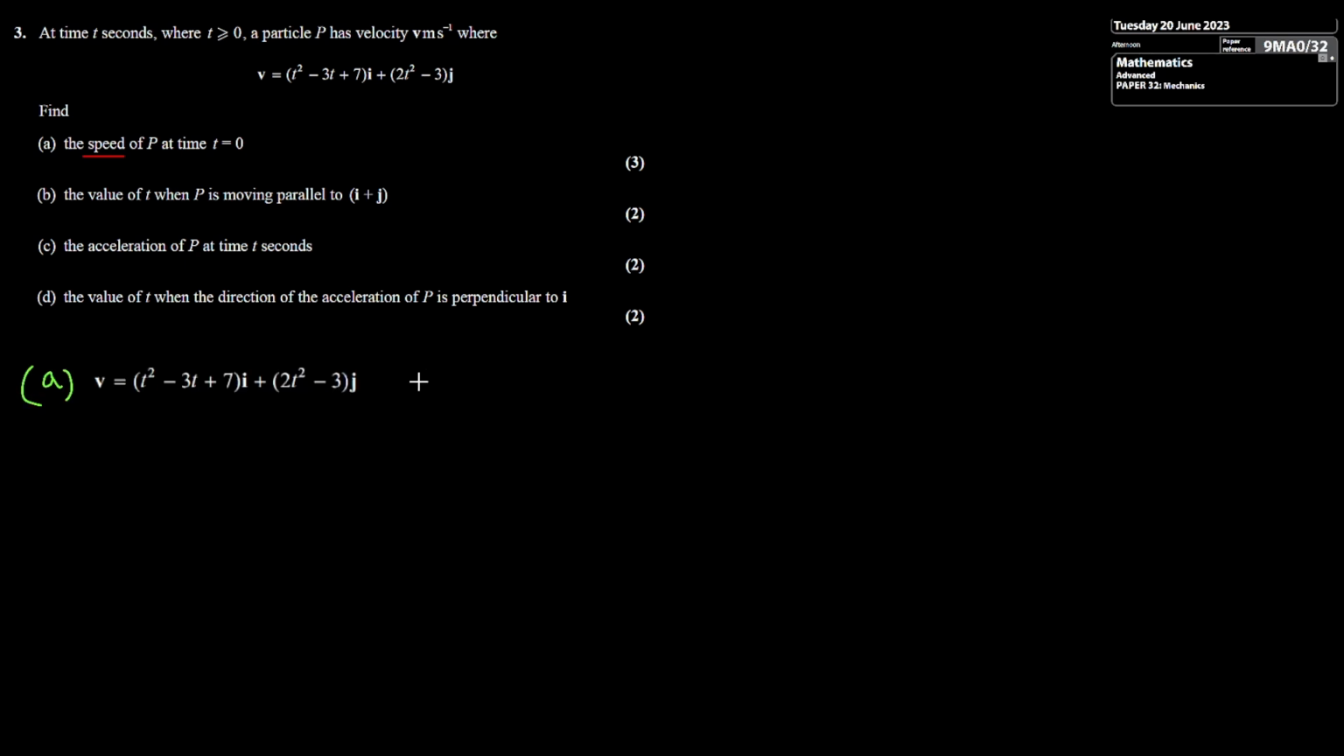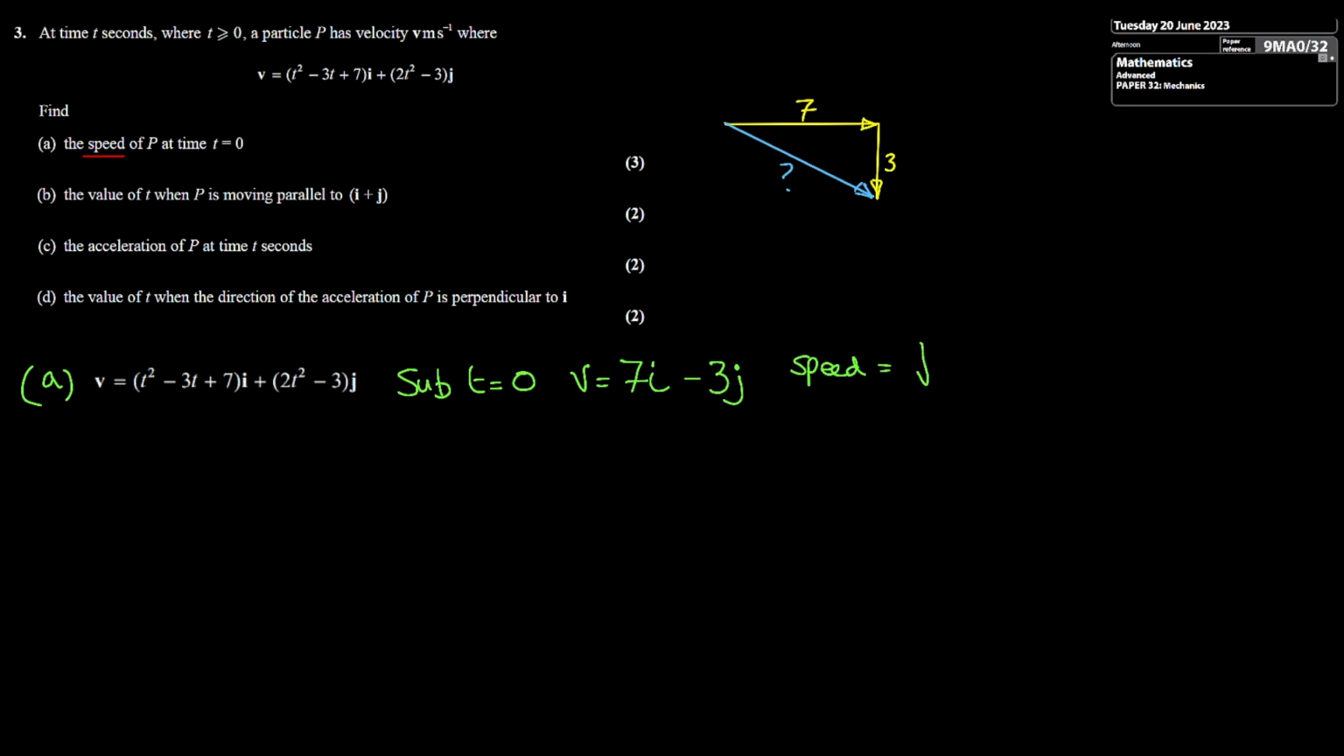So now I sub t equals 0. So these two terms knock out, so I just get that v is equal to 7i plus, I was a bit quick with my plus, because this term knocks out, so we're just left with negative 3j. But that's not the speed, that's the velocity. So the speed is equal to the square root of 7 squared plus 3 squared, and we can ignore the negative signs, and this turns out to be the square root of 58 meters per second.